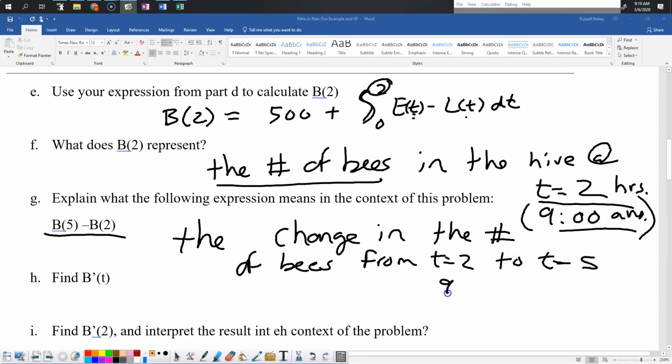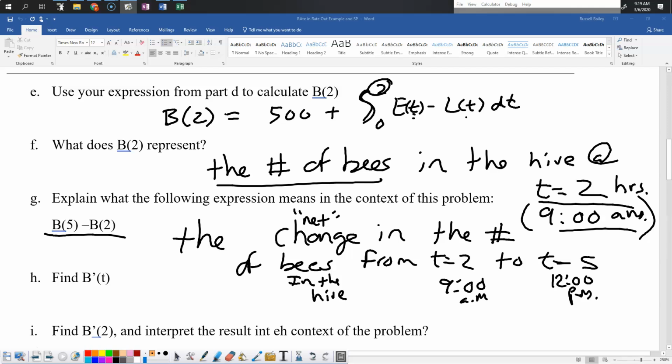Or you could say from 9 o'clock to what? 12 o'clock. So basically the fancy word there is the net change. If you want to throw that word in there to be fancy, you can. But I think it would be fine just to say the change in the number of bees in the hive. We should probably add that, in the hive, from 9 a.m. to 12 p.m.